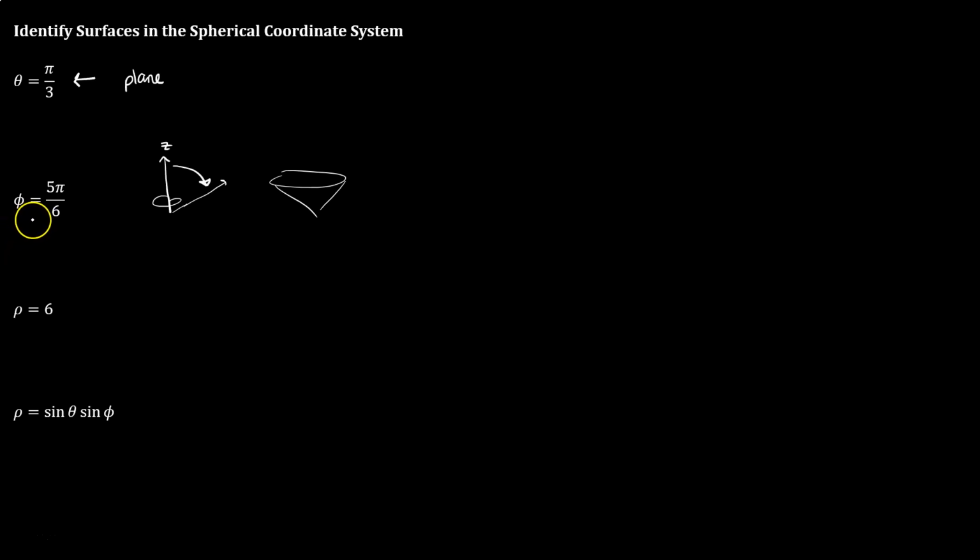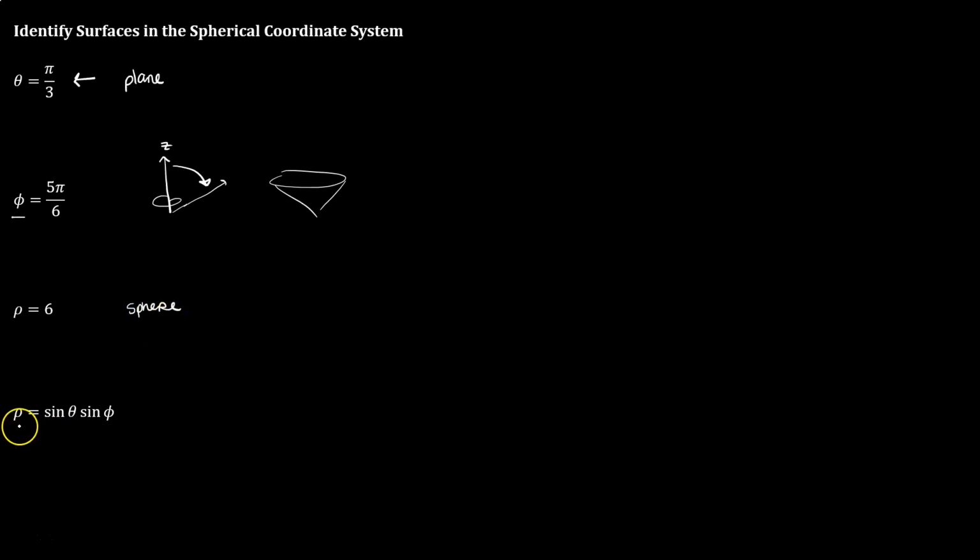And think back to rectangular. X equals a constant, that was just a plane. Y equals a constant, that was just a plane. Z equals a constant, that was just a plane. But now in spherical, one of the variables equal to a constant gives you a cone. That's pretty awesome. Next we have rho equals 6. Now rho is like a radius, but for a sphere, not a circle. So rho equals 6 is saying a set of all the points that are exactly 6 units away from the origin. This is a sphere.